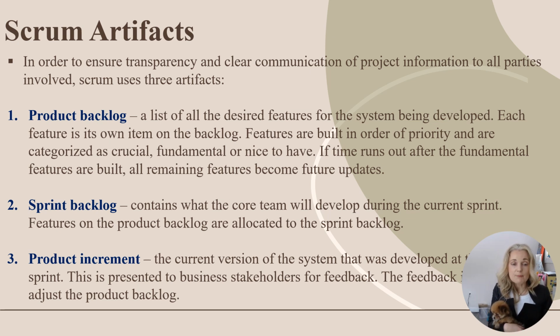Then we have a sprint backlog, which contains what the core team will develop during the current sprint, and its features on the product backlog are allocated to the sprint backlog. So it's basically a schedule of when each feature should be done on which sprint. And then we also have the product increment, and that's the current version of the system being developed at the time of the sprint. And this is presented to business stakeholders for feedback, and then feedback is brought back and it adjusts the product backlog. So as you see, it's kind of like a cyclical, iterative cycle.